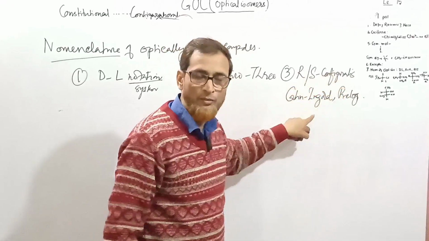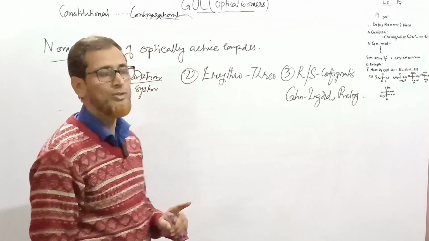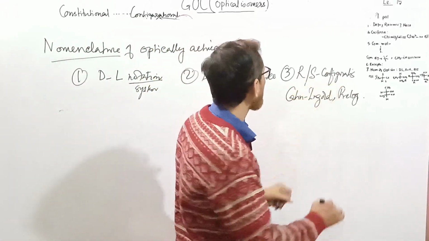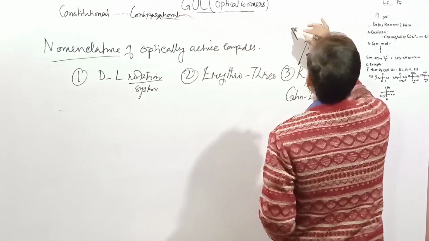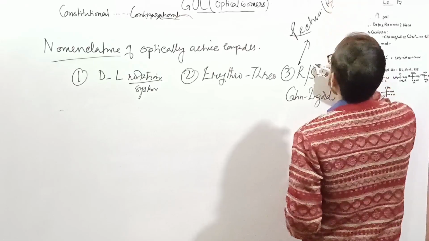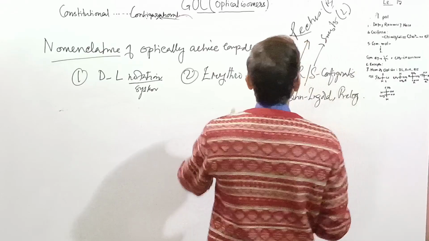The RS configuration is very often asked: who has given this configuration? The chemists who gave this configuration are Cahn, Ingold and Prelog. They have given the R and S configuration. R means rectus, meaning right, and S means sinister, meaning left. Am I right? Later on I am coming to that.